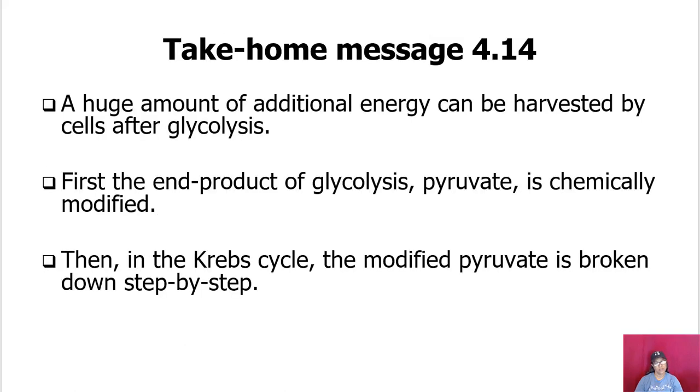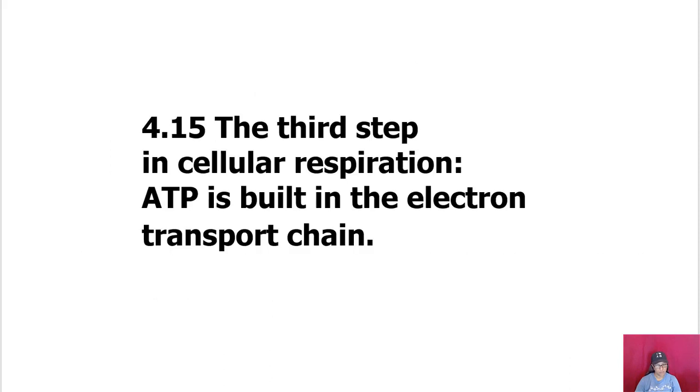So take home message. A huge amount of additional energy can be harvested by cells after glycolysis. First, the end product of glycolysis, pyruvate, is chemically modified. And then in the Krebs cycle, the modified pyruvate is broken down step by step to get more ATP, to get more energy.